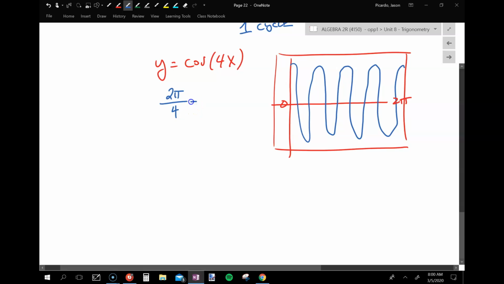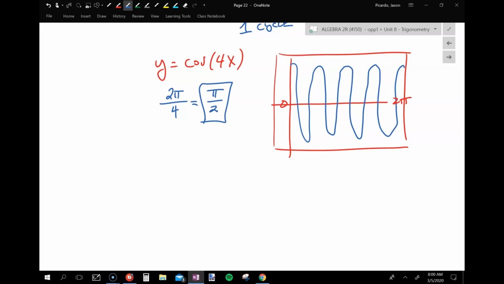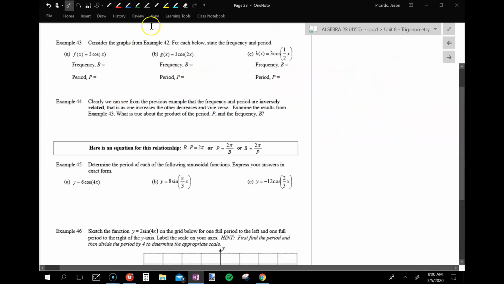So how big was each cycle? If I reduce it, it would be pi over 2, right? Think about this for a minute. What's pi over 2? A half a pi, right? If you eat half a pie and another half a pie and another half a pie and another half a pie, how many pies did you eat? 2 pies. So you got 4 cycles in 2 pi space, right? Make sense? Okay. So let's go to this next page and we're going to answer these questions up here.